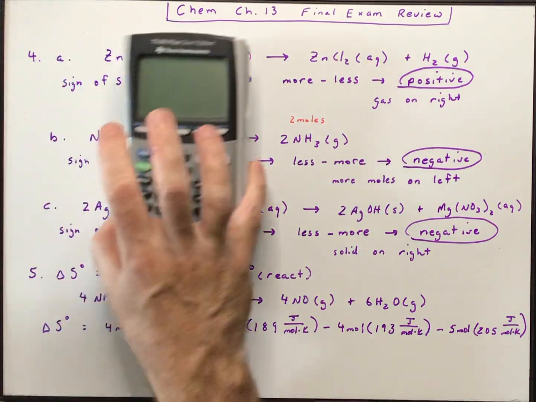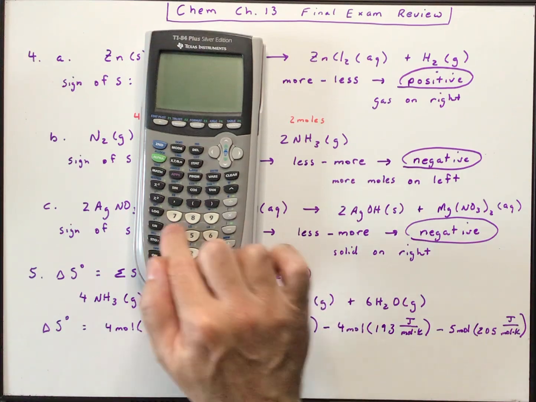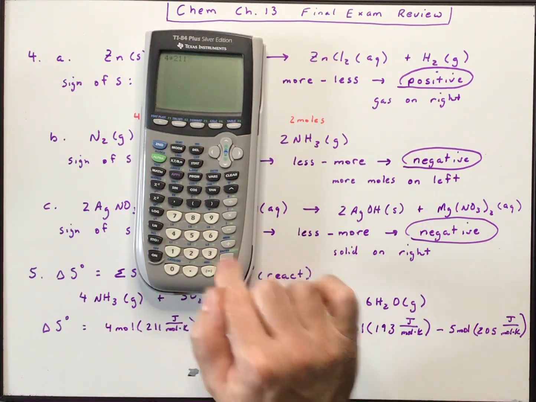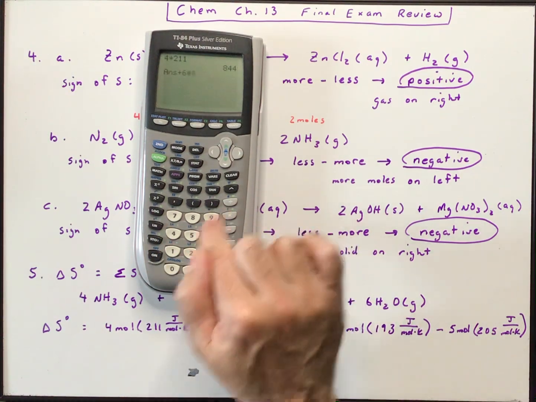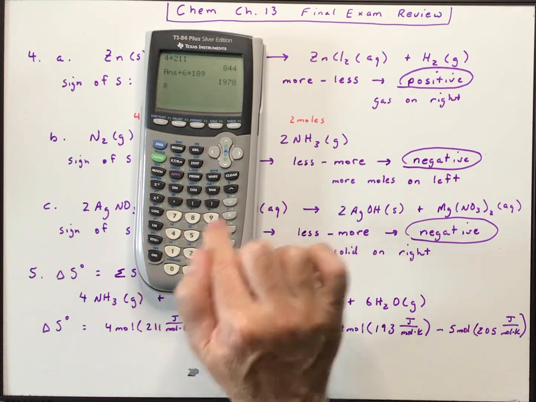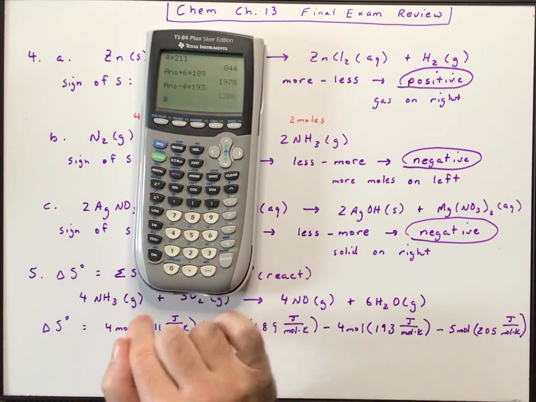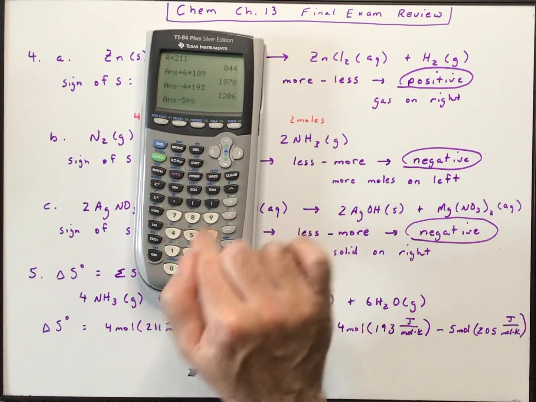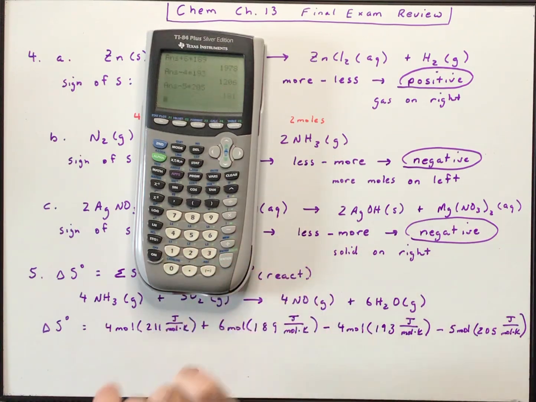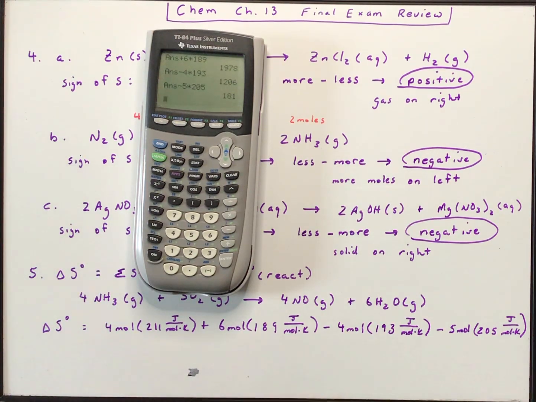All right, let's try this out in the calculator. So we've got 4 times 211 plus 6 times 189 minus 4 times 193 minus 5 times 205. So that is negative 180. Is it negative? No, I'm sorry, it's positive. So that's positive 181.